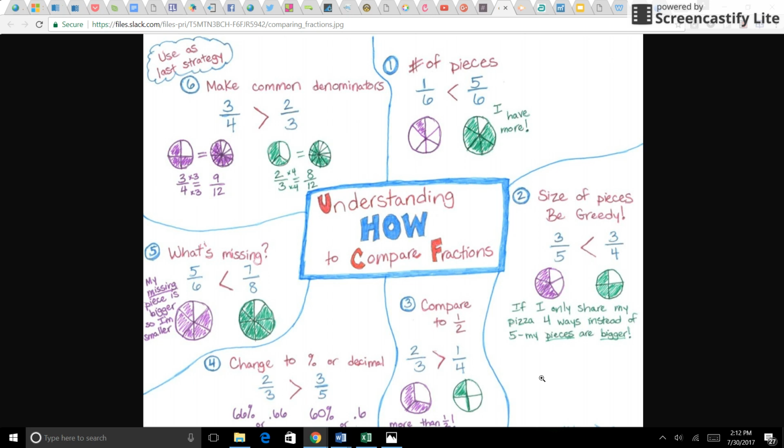Hi, this is Melissa Dias, and I wanted to talk a little bit about how to compare fractions so that you understand what the size and value of the fractions actually means.